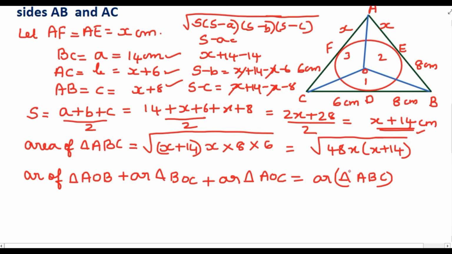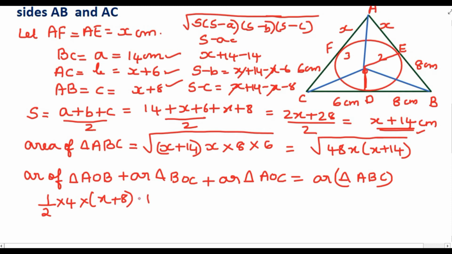To find this, I am going to use the formula half base into height. Here the height is the radius of the circle. We have to use that data also. They have given the radius of the circle as 4 centimeter. So first is AOB: half base into height, where the height is 4 and the base is x plus 8.